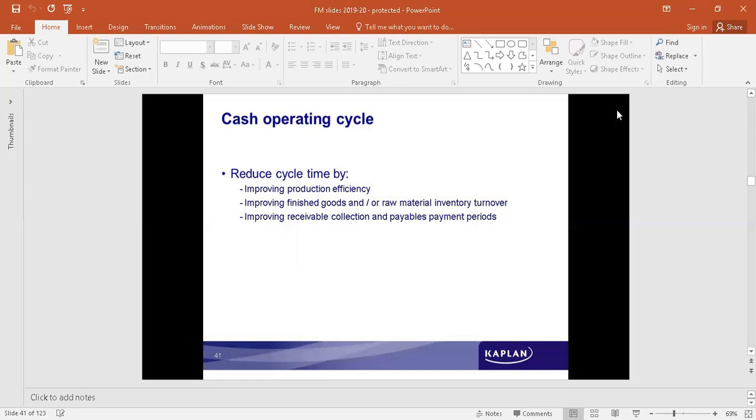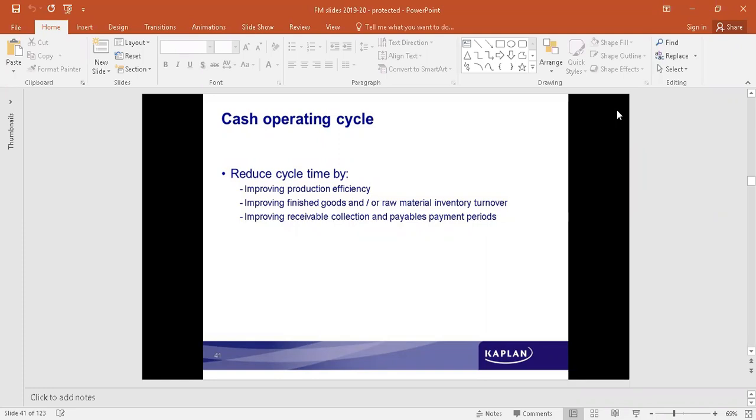Cash operating cycle: reduce cycle time by, when can the cycle be reduced? The cycle time is when cash is invested into material, material gets converted to finished goods, and goods are sold on credit. At the end of the credit period, cash comes back. See, as long as that period extends, there is more requirement of working capital.